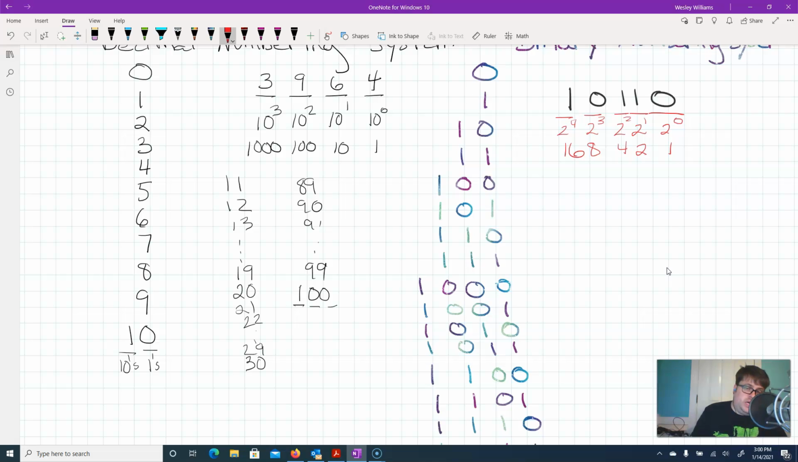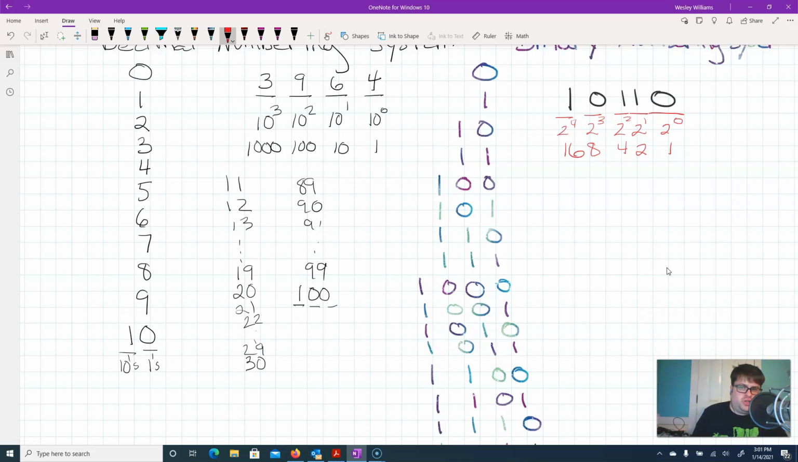Actually, you can figure out what it is in decimal by just adding up the place values where there's a 1 present. So we got 16 plus 4 plus 2. That'll be 16 plus 6, which is 22. So this is the number 22 if we were to write it in decimal. But this is the binary representation of the number 22. All right, and that'd be 10110.